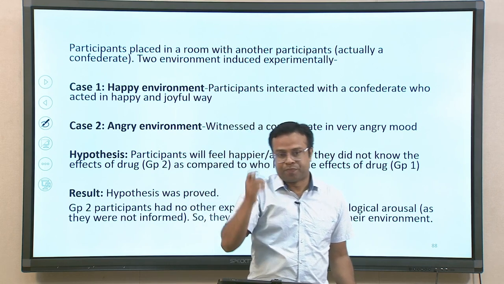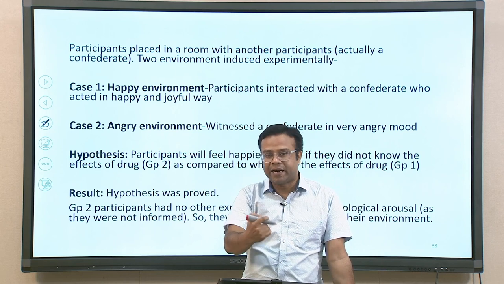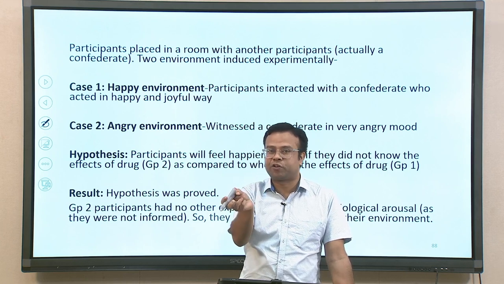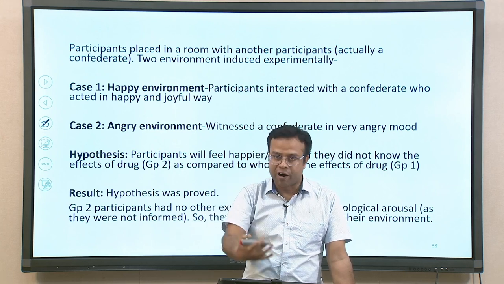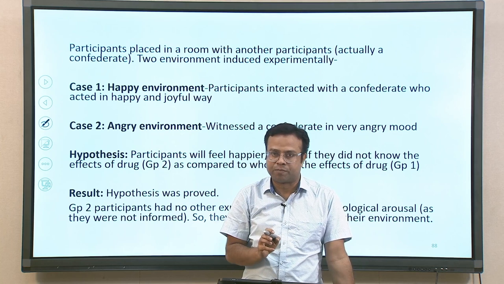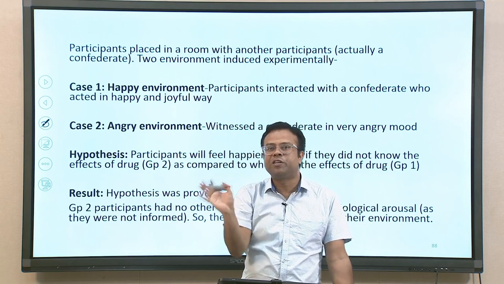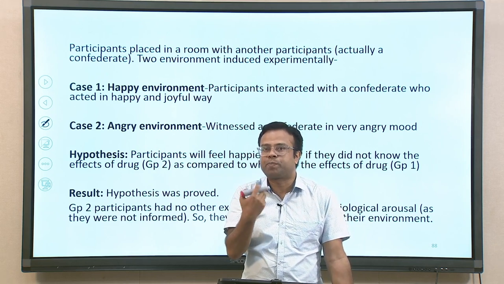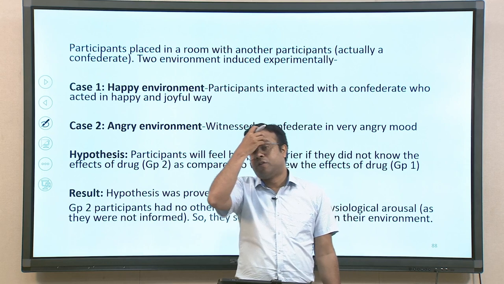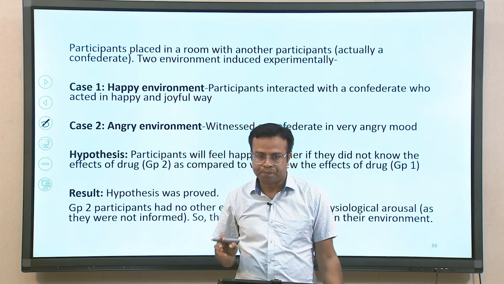So, what was the hypothesis? That participants will feel happier in the first case and angrier in the second case if they did not know the effect of the drug. In group 2, they did not know the effect of the drug, that there would be an increase of heartbeat, physiological arousal, or rapid breathing. They did not know that the drug was causing it, but these symptoms would be there in everybody. One group only knew that it was because of the drug; the other group did not know. So, they could not explain why the heartbeat was increasing. Group 2 were also not aware of why they were feeling the heartbeat increase, but it was actually because of the drug, and group 1 knew because they were told about it.